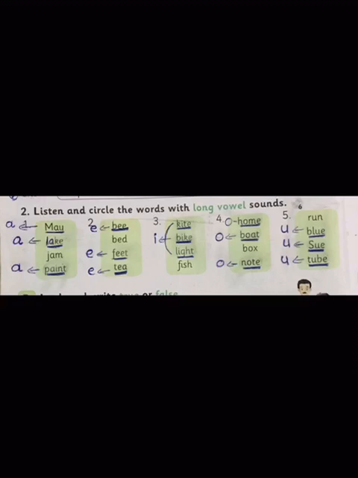The next word is F, E, E, T, feet. This word has long vowel sound. The next word is T, E, A, tea. This word has long E sound. Look at the next list. Number 3.